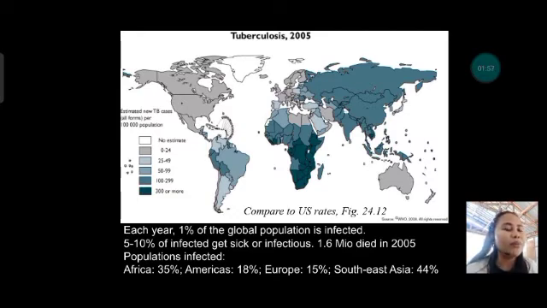Each year, 1% of the global population is infected and 5 to 10% of the infected get sick or infectious. So 1.6 million died in 2005, and the populations affected are from Africa, which is 35%, Americas 18%, Europe 15%, Southeast Asia 44%.